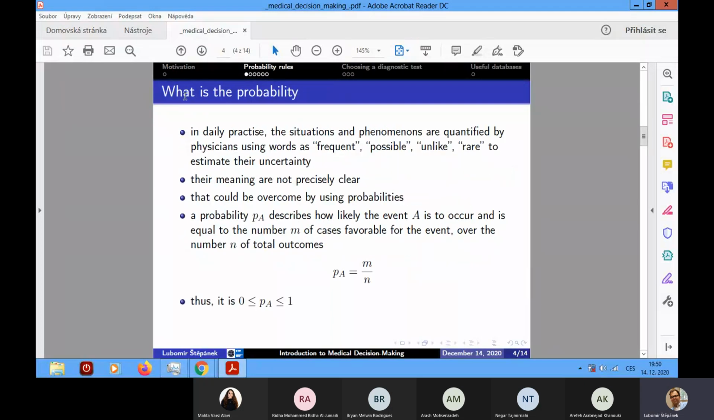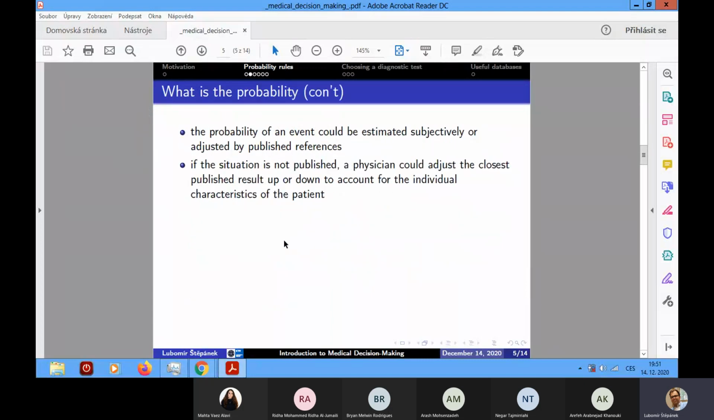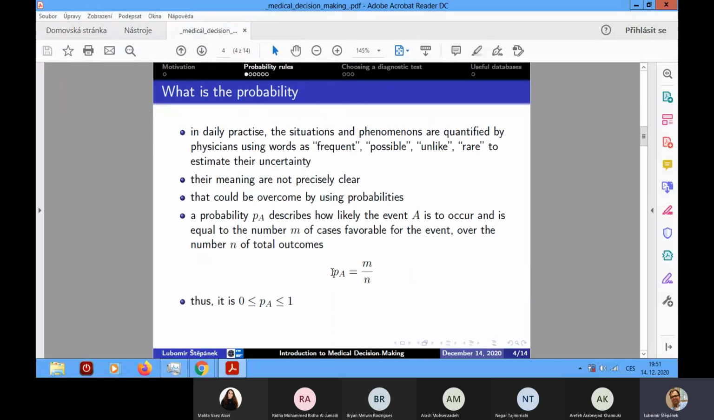So let's go to probability rules. I'd say that this is maybe the most important part of this lecture. So definitely don't be scared by this formula or whatever, because I'm just going to go through it. It's just a simple method. It's just simple arithmetic. So don't worry about this.